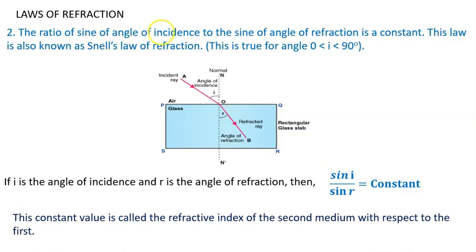Second law: the ratio of sine of angle of incidence, sine I, to the sine of angle of refraction, sine R, is constant. This law is also known as Snell's law of refraction, and it is true for angle of incidence greater than 0 degree and less than 90 degree. So this ray is traveling from the rare to dense medium because it is traveling from air to glass. So it is bending towards the normal. This is the angle of incidence. This is the angle of refraction. So the ratio of sine I upon sine R is constant, and this constant is also known as the refractive index.